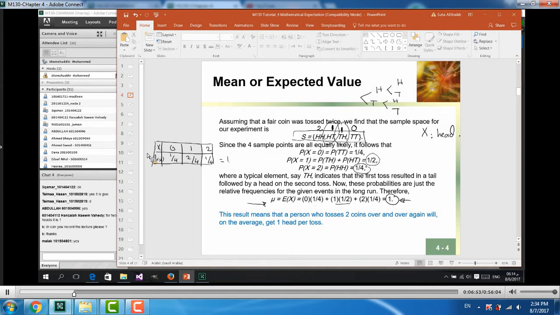What does it mean? This means that a person who's tossing a coin over and over again, 2 coins over and over again, will on average get 1 head per toss. That is what it means. The average is 1, meaning on average he's getting 1 head each toss he's doing. Okay?